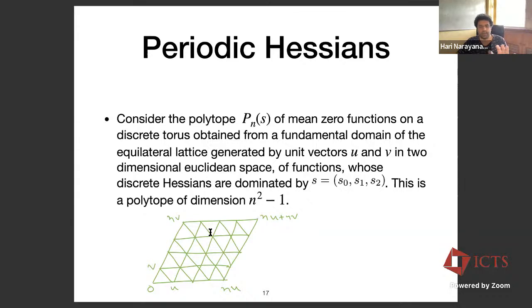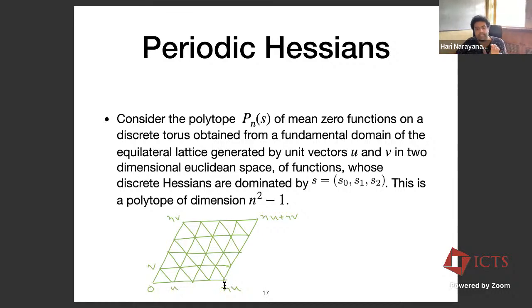Depending on how you look at it, it will have to go to minus infinity as you go farther and further away. But we are asking for the Hessian to be periodic, not that the function is periodic, which is not possible if you have a concave function. But the Hessian is periodic with given average value of S0 on this rhombus, S1 on this rhombus, and S2 on this rhombus. Okay, so now the period is n.